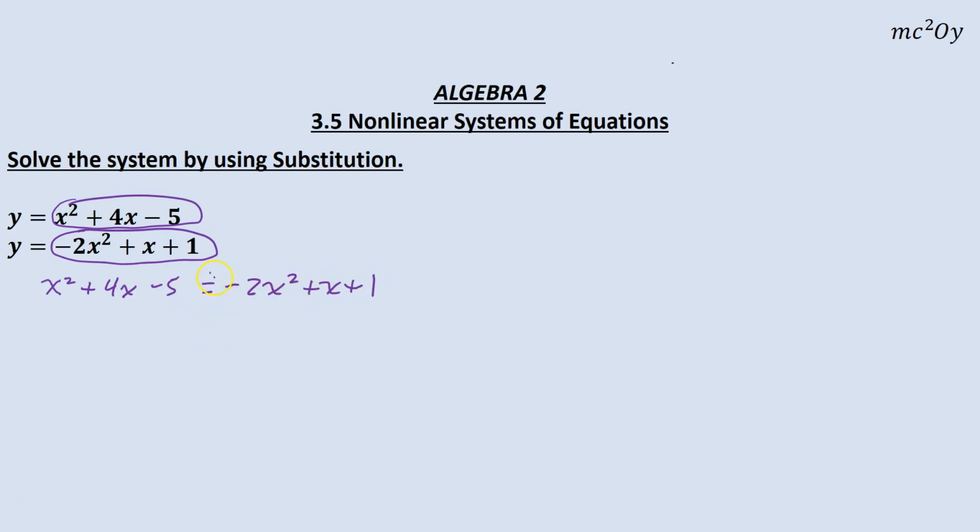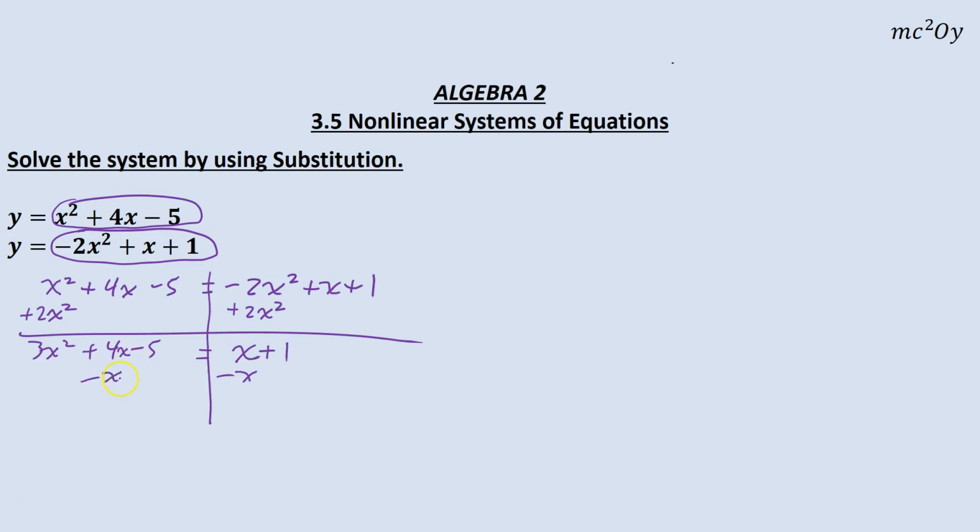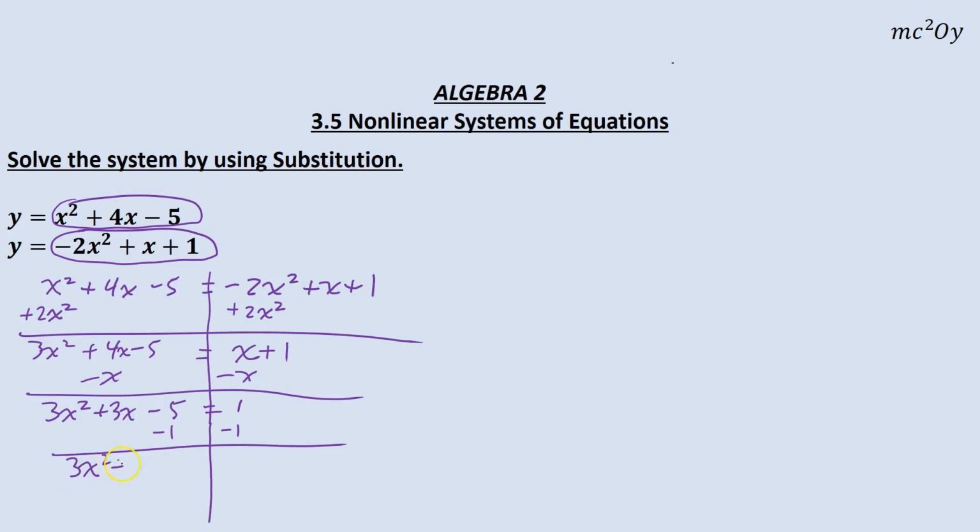And now I collect my x squareds on the same side, so I'm going to move these two x squareds over. Okay, that's going to give me 3x squared plus 4x minus 5 equals x plus 1. I'm going to move this x over now. Okay, so I get 3x squared plus 3x minus 5 equals 1. Now I'm going to move this 1 over. And so now I have 3x squared plus 3x minus 6 equals 0.